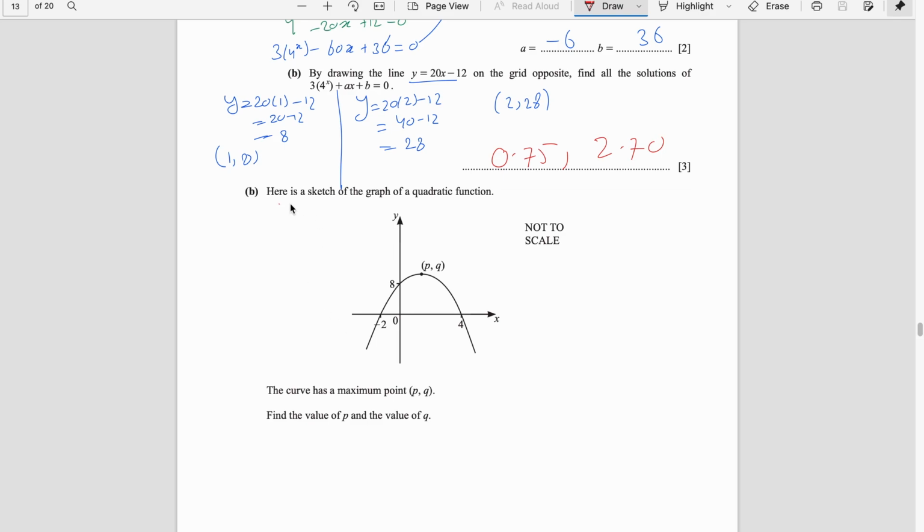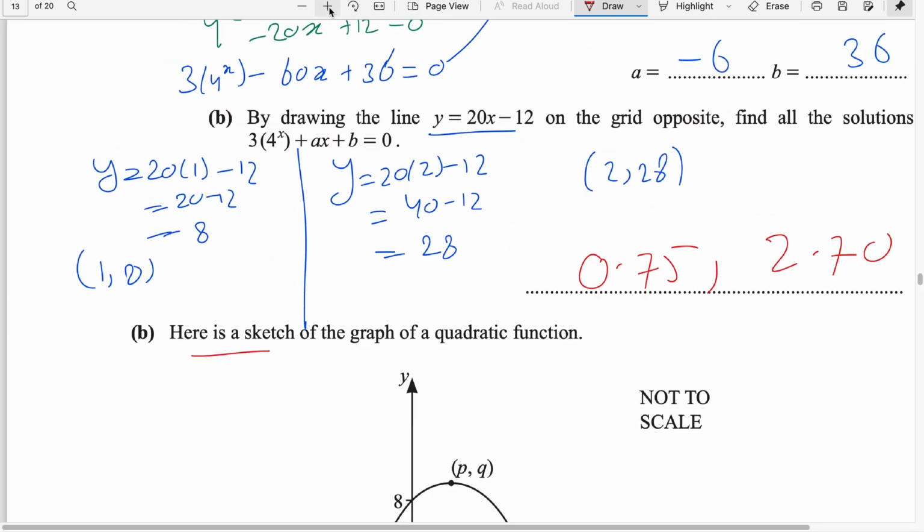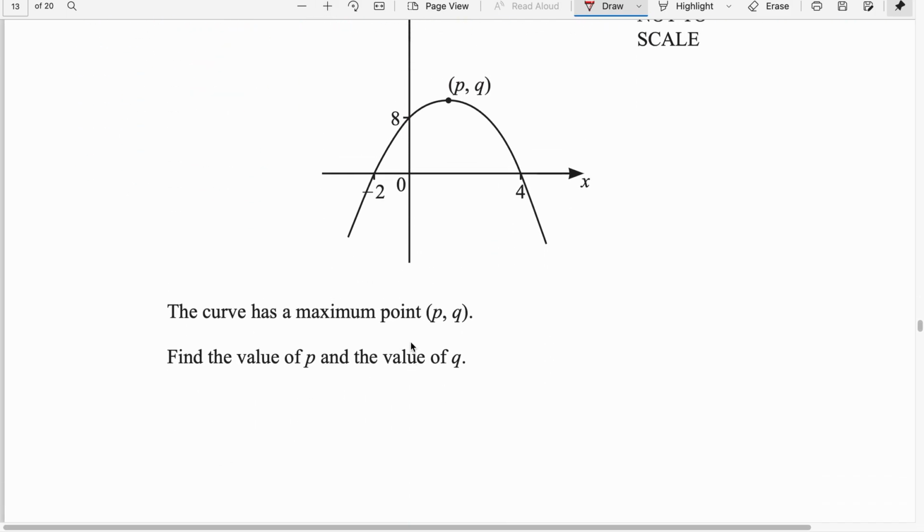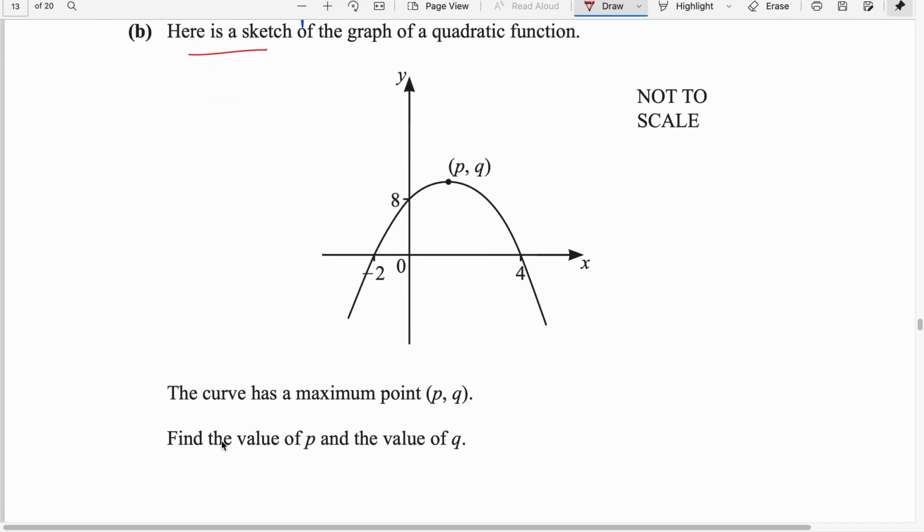Here is a sketch of the graph of quadratic function. The curve has the maximum value p comma q. Find the value of p and the value of q. Now first for p, the quadratic graphs are basically symmetrical. So minus 2 plus 4 by 2 gives the x coordinate. So this is 2 by 2, which is 1. So I know p is 1 and q is now unknown.